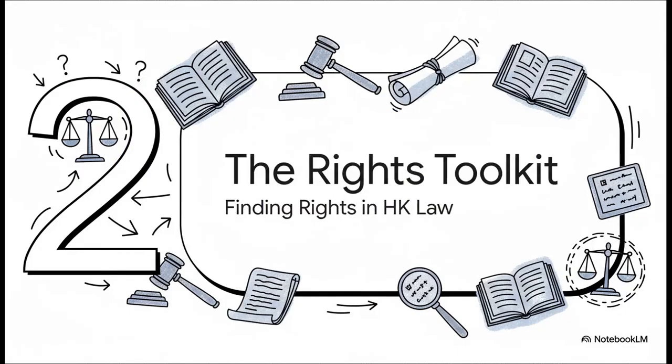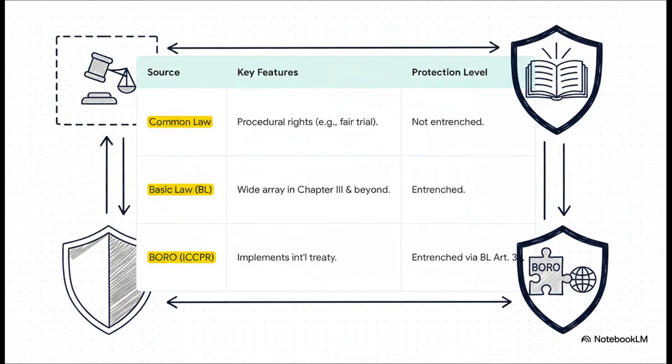Okay, so we know what a right is, but where do we find them? Where do we even look? Let's open up the legal toolkit that lawyers and judges use every day to pinpoint the specific rights that are in play. In Hong Kong, your toolkit basically has three main drawers. First up, you've got the common law. This gives us really important procedural rights, like the right to a fair trial. But, and this is a big but, these rights aren't entrenched. That means a new piece of legislation can just override them.